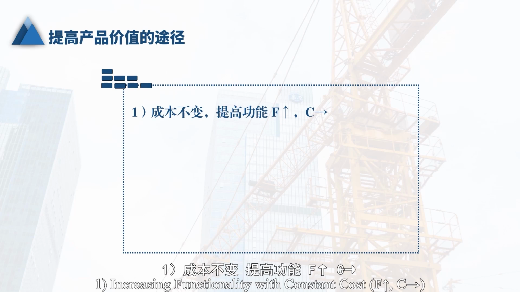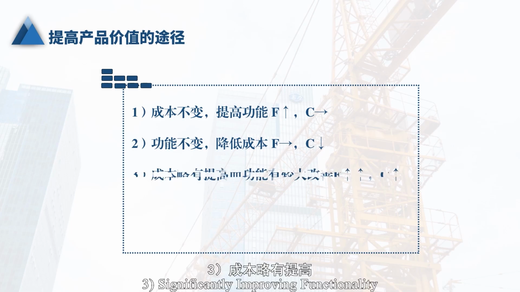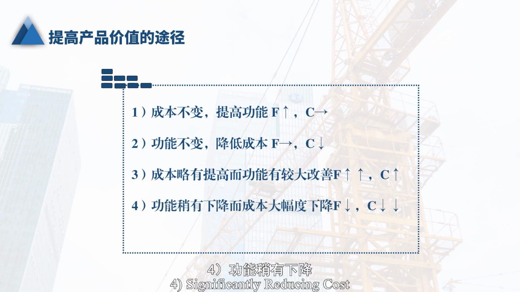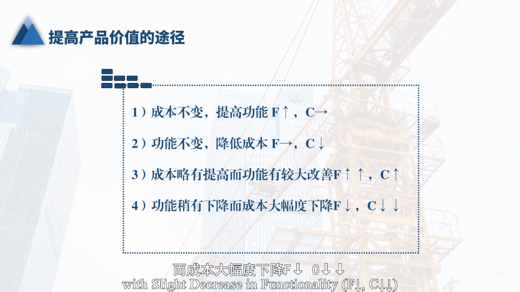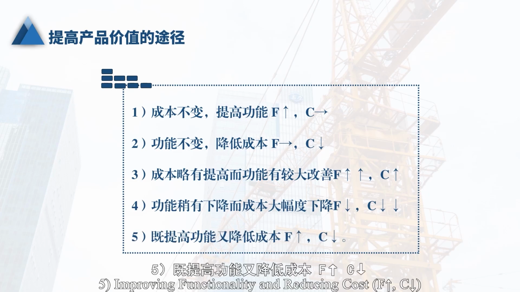1. Increasing functionality with constant cost, F, C. 2. Reducing cost with constant functionality, F, C. 3. Significantly improving functionality with slight cost increase, F, C. 4. Significantly reducing cost with slight decrease in functionality, F, C. 5. Improving functionality and reducing cost, F, C.